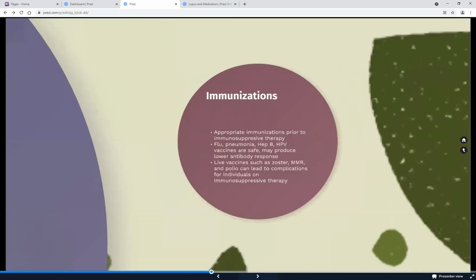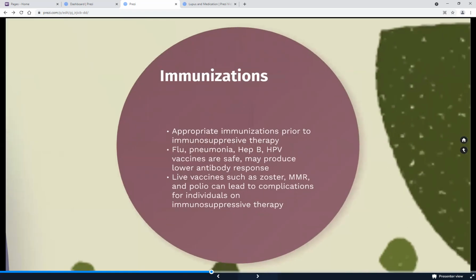All right, moving into immunization. So vaccines are important. Vaccines are important for folks that have any autoimmune disease, but certainly lupus. And so there's some vaccines that are less risky in terms of causing some kind of a side effect or some kind of a reaction. So things like flu vaccine, pneumonia, hepatitis B, HPV, all of these have been proven to be safe in folks that are on some kind of an immunosuppressive treatment regimen. And so really important for folks, especially with autoimmune disease, to protect themselves against some of these communicable diseases.